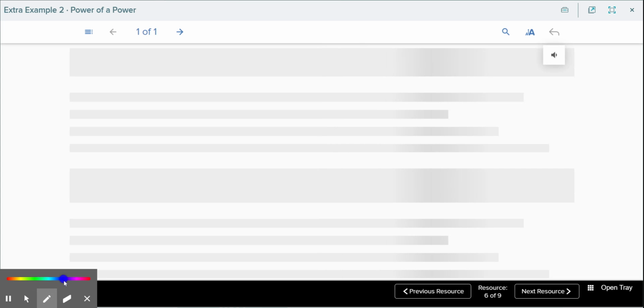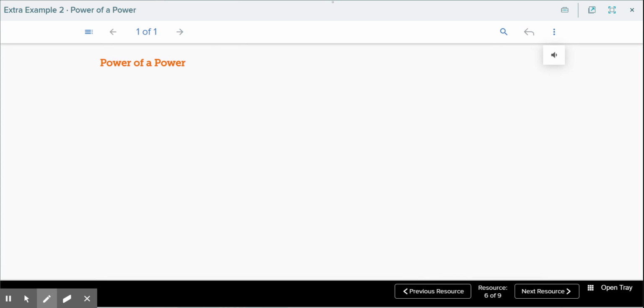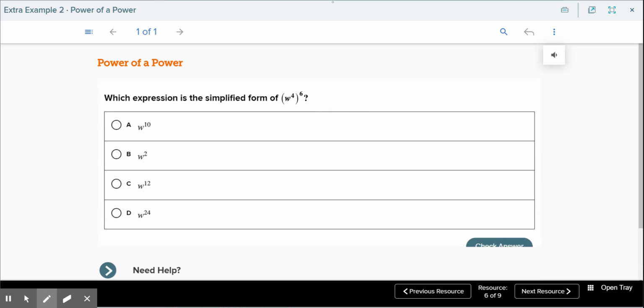All right, so this next example is similar to the one we just looked at. So again, I would like you to pause your video real quick, try this one, and then you can restart that video to see if you got the right answer on this problem.